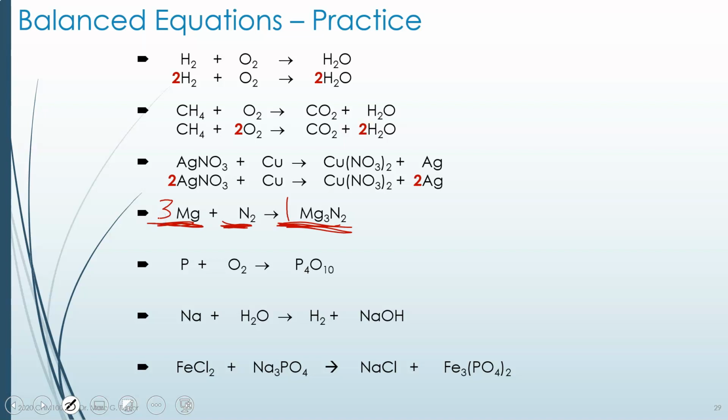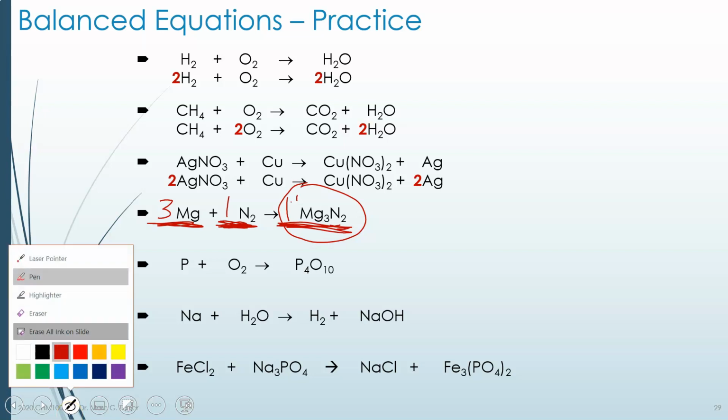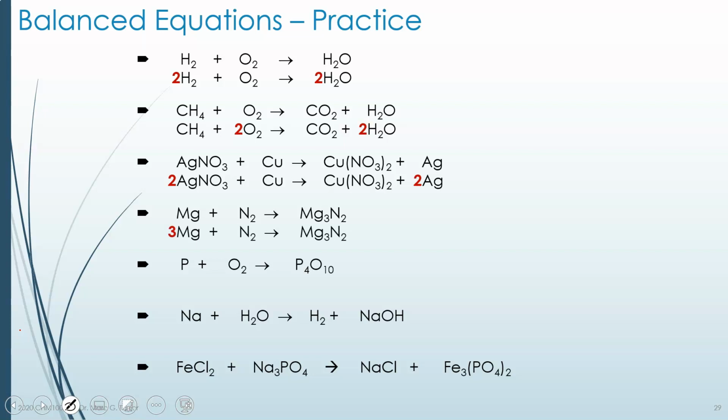We'll eventually make 1 magnesium nitride on the right side. So the only thing left to figure out is how many nitrogen gases. Well, we have 1 of the product. That means we have 2 nitrogen atoms. Well, that's enough to make 1 and 2. So we know the ratio is 3 to 1 to 1, and that's the simplest whole number ratio we can do, and there's the answer.